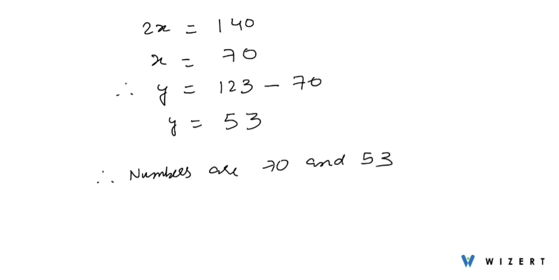So now let's check the options. 70 and 53 is option A. So we can say that the answer is option A.